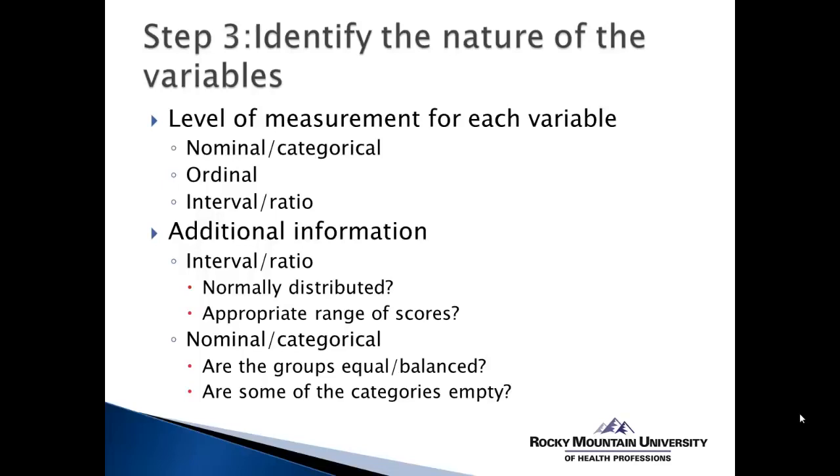Now, if we have nominal or categorical outcomes or independent variables, are the groups equally balanced? Do we have maybe 50 people in group A getting treatment A and only 10 people getting treatment B? That could certainly have an effect on which analysis technique you would use. Are some of the categories empty? For example, if you have a categorical outcome, but you don't have anyone that fits into category C versus A and B, that could have an impact on how you're going to be able to analyze your data. So those are some additional things that you need to think about and keep track of as we begin to choose the analysis technique that we use.